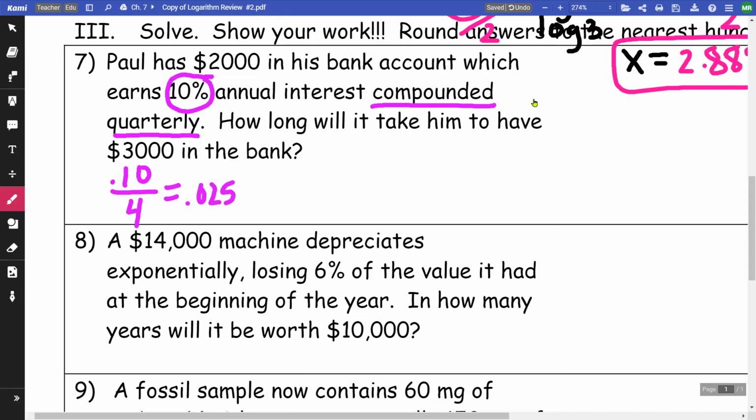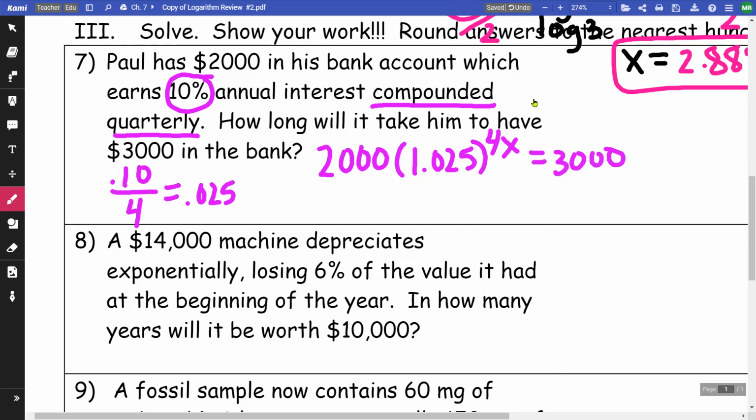So my equation is going to be $2,000 in the bank times 1.025, because I'm increasing by 2.5% 4 times a year for x years, and I get $3,000. So now I'm going to solve it like the other problem. I'm going to divide both sides by 2,000. So I'm going to get 1.025 to the 4x is basically equal to 1.5 when I put that in my calculator.